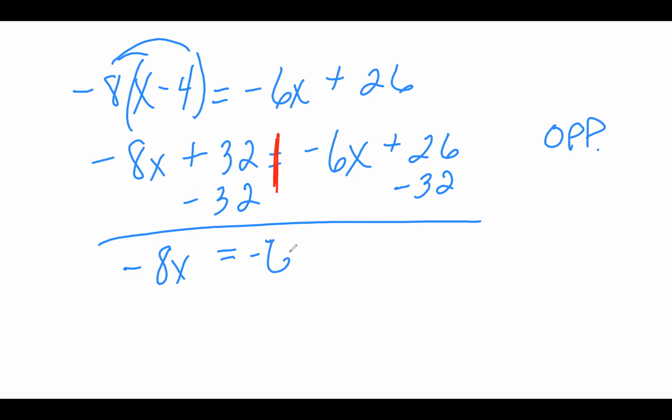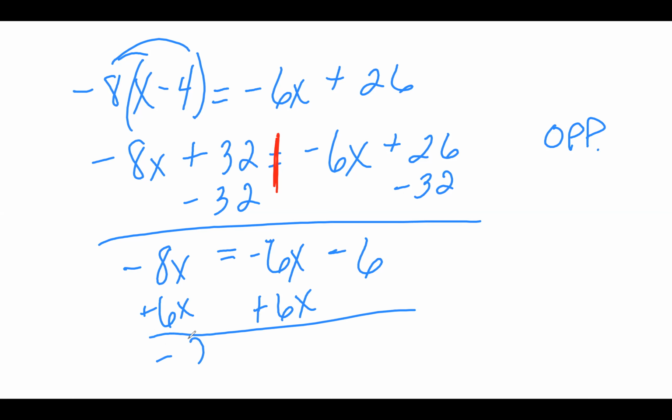Sorry, negative 6x. And this is negative 6 now. Now, I also need to do the opposite of this guy because I want to combine it with the negative 8x. So the opposite of that is add a 6x to both sides. So I get negative 2x equals negative 6.